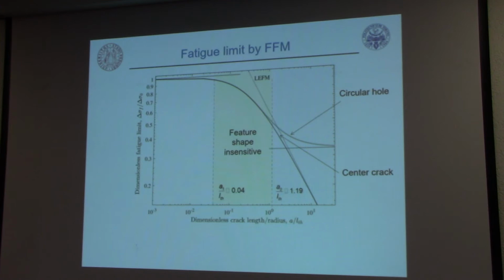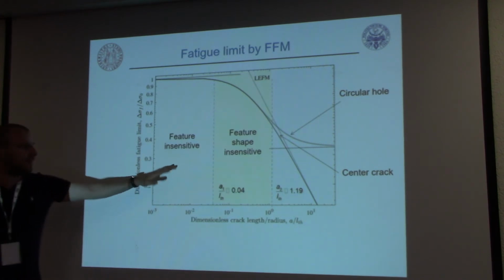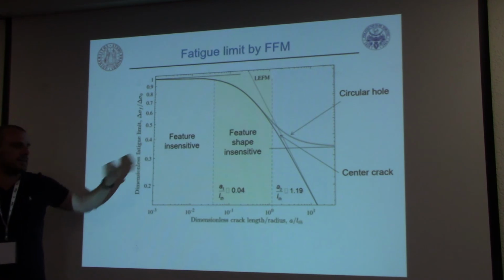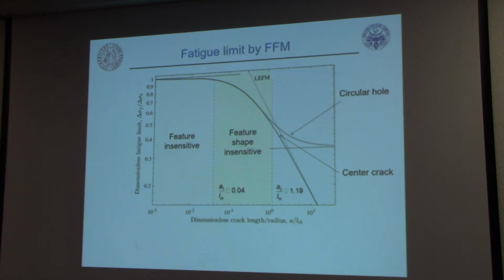And finally, the last region here is feature insensitive. So in this case, the structure does not see any defects. If we are here, no matter if there is a crack or a notch, the structure is insensitive to the presence of defects. And this diagram can be considered as a finite fracture mechanics interpretation of the Atzori-Lazzarin diagram, which was put forward more or less 15 years ago.